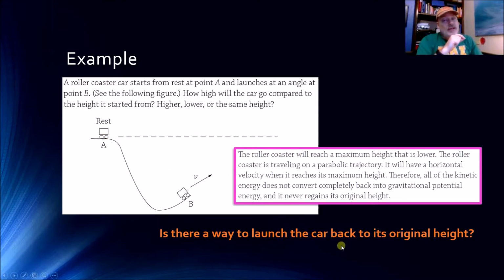So how could we launch this car? Is there a way to launch the car to get it back to the same height? Well, we have to launch it in such a way so that it won't have any kinetic left. So if we launch it straight up, then it would go all the way up, stop with no kinetic, and then it must be back at the same height.